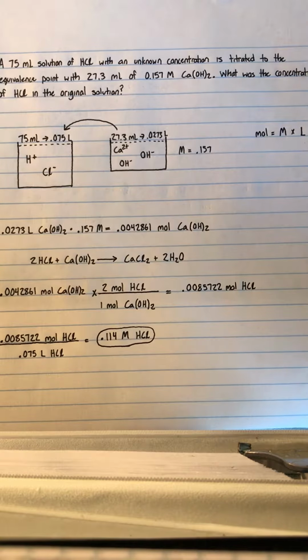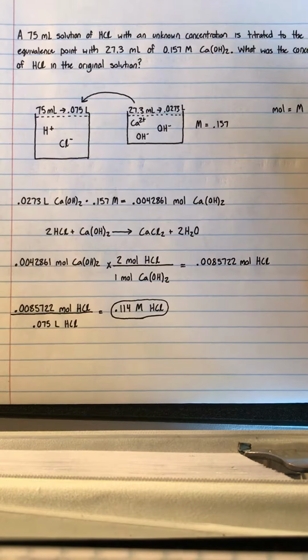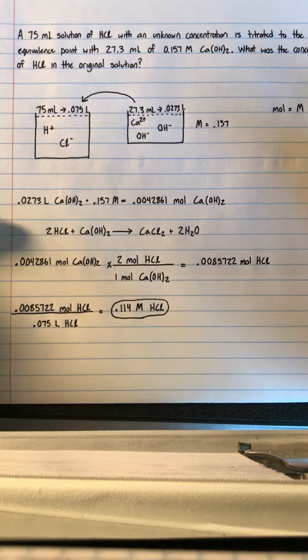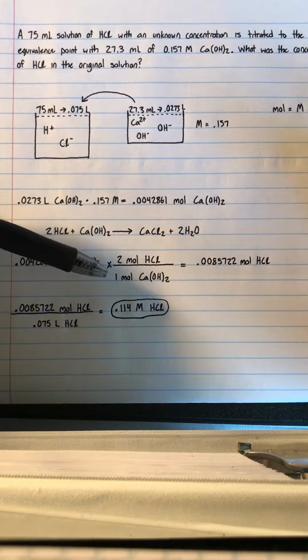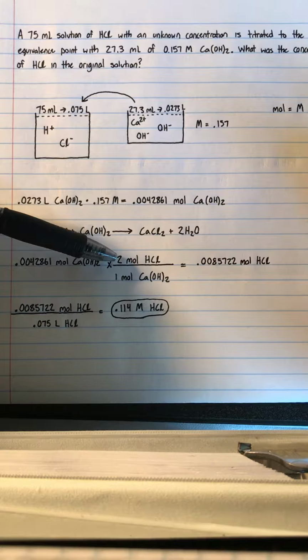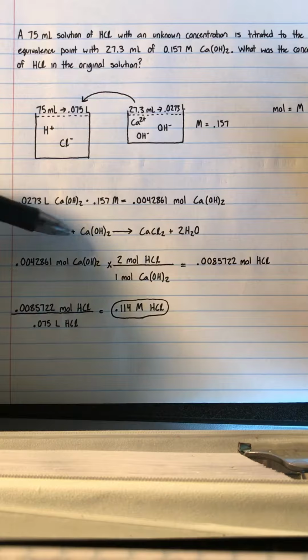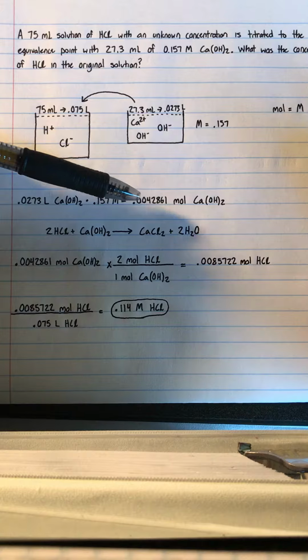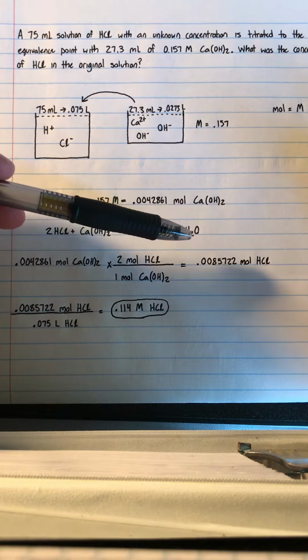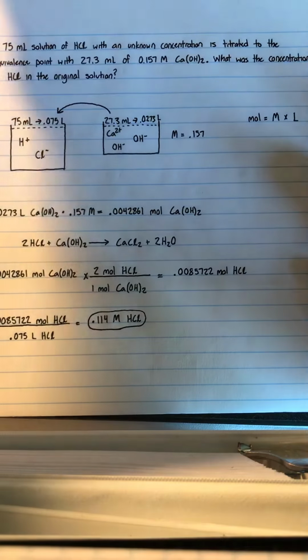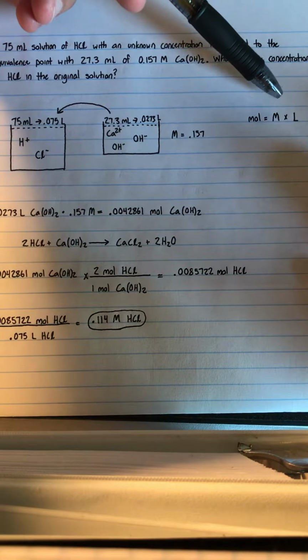Now, looking at the balanced equation, which has a 2 and a 2 in front of the H2O and HCl, what you would do is take the moles that you found of the Ca(OH)2 and use the stoichiometry to compare. So 1 mole of Ca(OH)2 requires 2 moles of HCl, which you can get from the balanced equation. And after multiplying all that through, you come up with 0.0085722 moles of HCl.